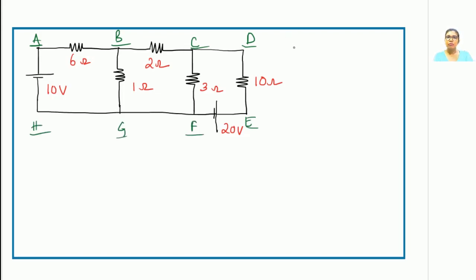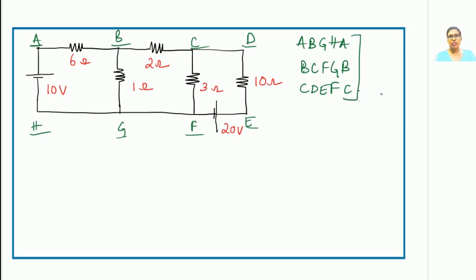So what are the meshes for which you are supposed to write the equation? The first mesh is ABGHA. The second one is BCFGB, and the last one is CDEFC. So there are 3 meshes or 3 smallest loops, and we have to write our KVL equations for all the 3 meshes. Assign the direction of current in each mesh. As usual, we'll go with our clockwise direction approach. Name the currents as I1, I2 and I3.